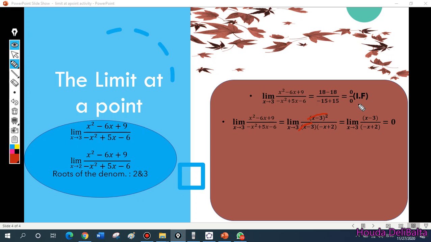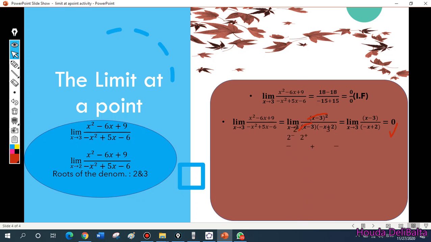What remains up is a factor, x minus 3, and down remains minus x plus 2. Now finally, by substituting 3 up and down in place of x, we're going to get 0. So the limit as x approaches 3 after getting rid of the indeterminate form is 0. Then (3, 0) is the limiting point. Now let's continue and see the limit of the function as x goes to 2.